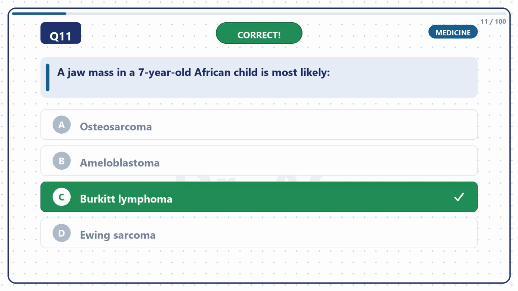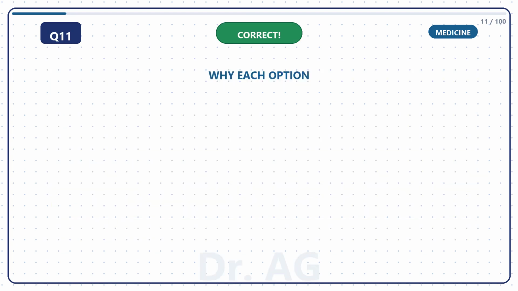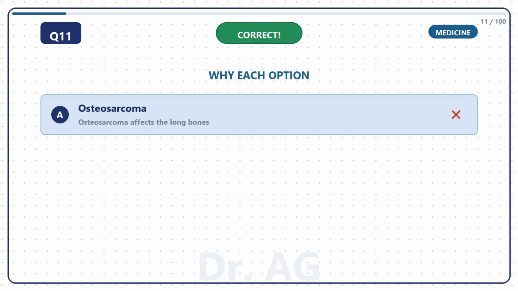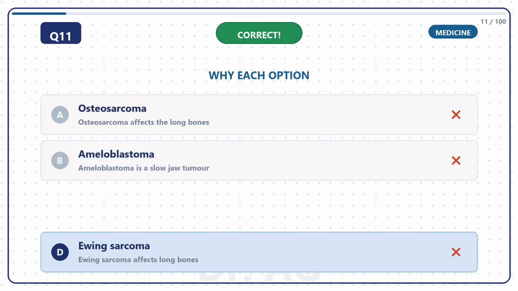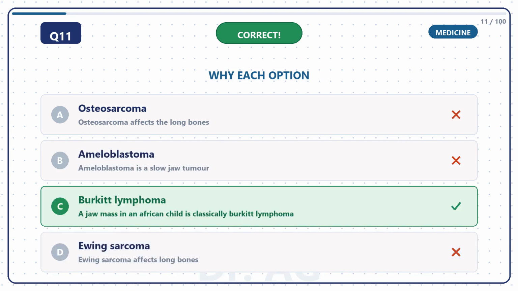The correct answer is option C, Burkitt lymphoma. Let's go through the options. Osteosarcoma. Osteosarcoma affects the long bones. Ameloblastoma. Ameloblastoma is a slow jaw tumor. Ewing sarcoma. Ewing sarcoma affects long bones. And the correct answer is Burkitt lymphoma. A jaw mass in an African child is classically Burkitt lymphoma. So, the right answer is option C.